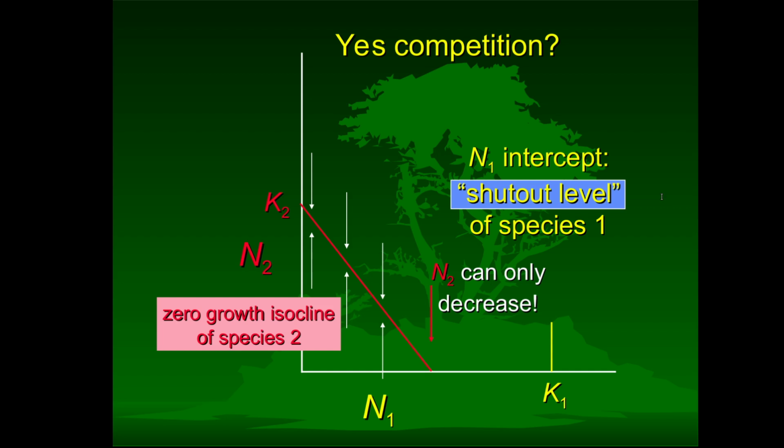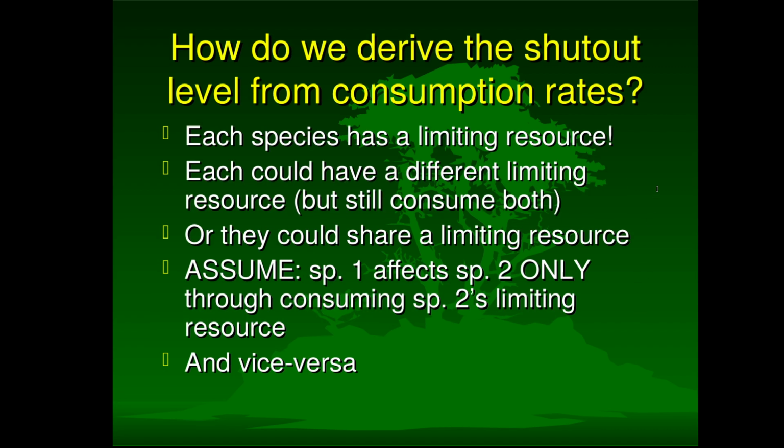All right, so let's now try to predict what a species' shutout level should be. We can do this by thinking about its consumption rate of limiting resource. In order to shut out species 2, species 1 must consume the limiting resource of species 2. To shut out species 2, its consumption of that limiting resource would have to be equal to the supply rate of that limiting resource for species 2. If its consumption rate is equal to that supply rate, then there's no longer any supply of that resource for species 2.